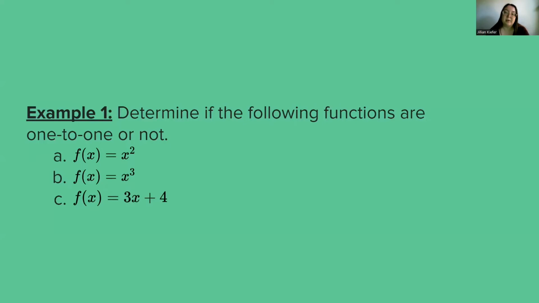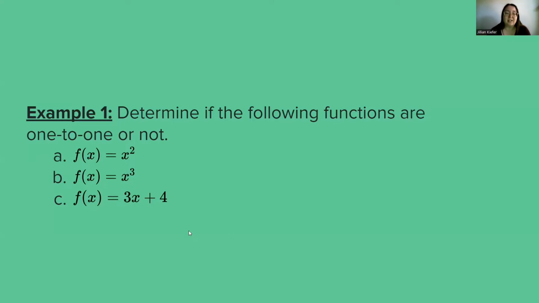So example 1, we want to determine if the following functions are one-to-one or not. We have A, f of x is equal to x squared. B, f of x is equal to x cubed. C, f of x is equal to 3x plus 4. So we want to figure out if the following functions are one-to-one or not. The easiest way to do this is to graph the function and use a horizontal line test.